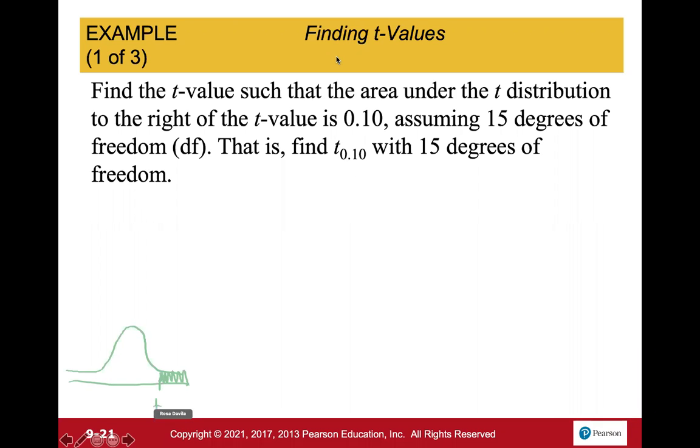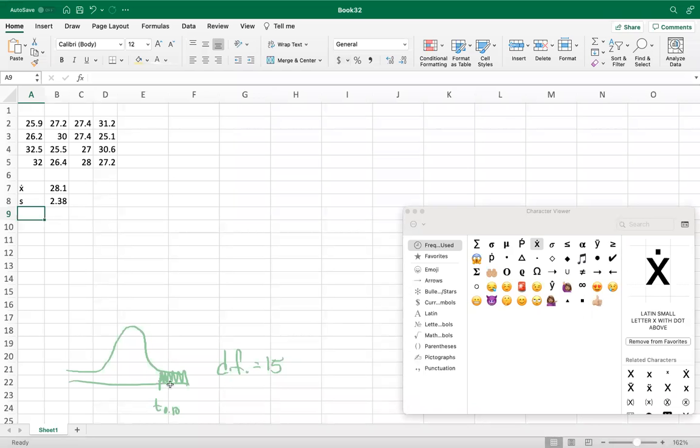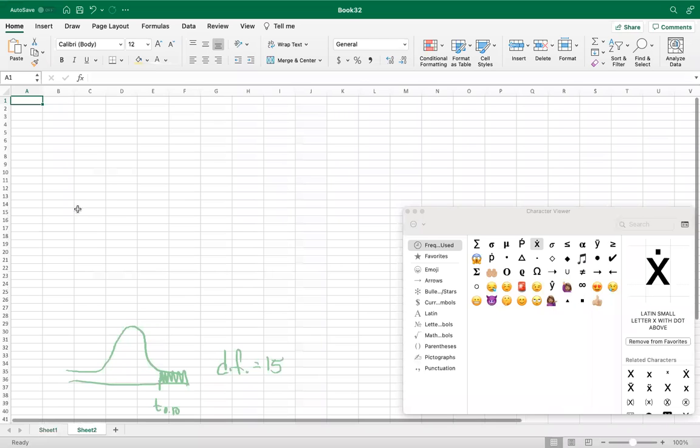So to the right of the t-value, we're going to say that's our t sub 0.10, and we have 15 degrees of freedom. They did not give us n, they actually gave us our degrees of freedom. So degrees of freedom is equal to 15, and that's actually all that we need for our curve over here.